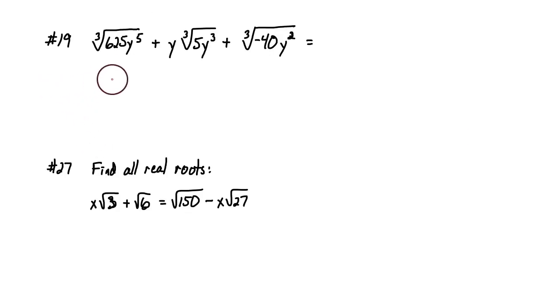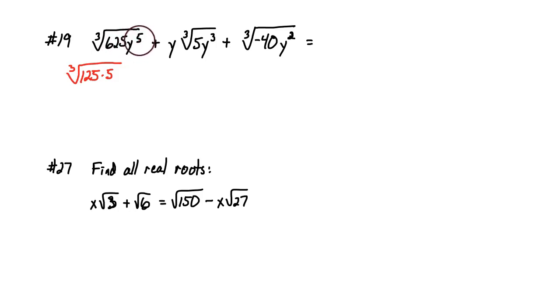Number 19. Let's try to create like radicals. First of all, does 625 have a perfect cube root? If you don't know the answer, take your calculator and go 625 raised to the 1/3 power. That makes a decimal. So let's try to rewrite 625. 625 is the same thing as 125 times 5. And I chose that pair of numbers because 125 does have a perfect cube root. It's going to turn out to be a 5.